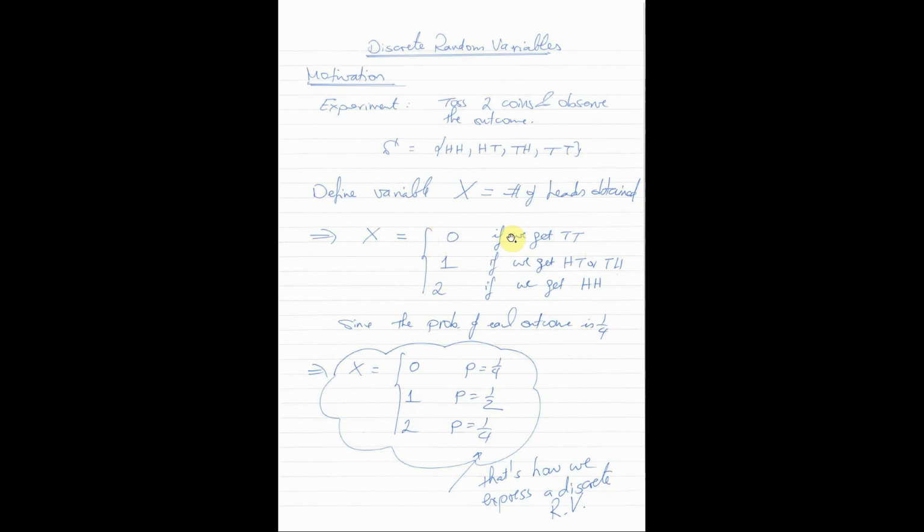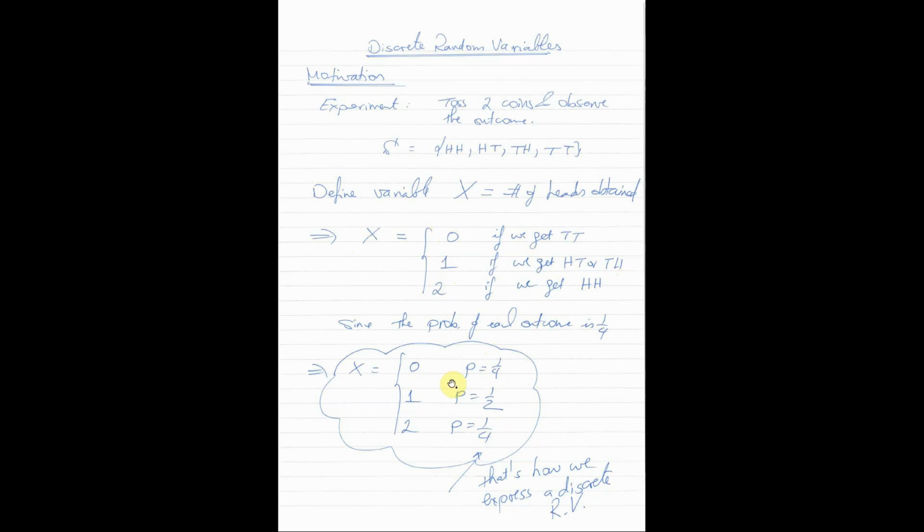But 0 would correspond to heads. 1 would correspond to this, as you see it, heads, tails, or tails, heads, and 2 would correspond to tails, tails, because we're counting the number of tails. Anyway, let's just stick to this x variable, this random variable x.